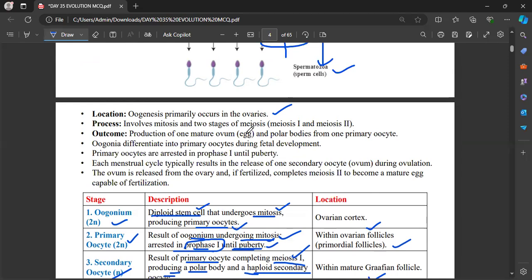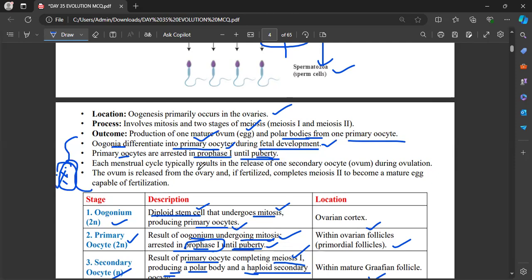And what will be the outcome? You are going to produce an egg, and also polar bodies, from one primary oocyte. Oogonia differentiate into primary oocytes during fetal development. These points are very important, kindly make a note of them. The oogonia differentiated into the primary oocyte during fetal development. Now, this primary oocyte is arrested in prophase 1. It does not undergo any of the stages after prophase until puberty.